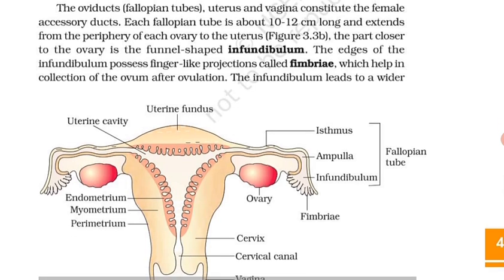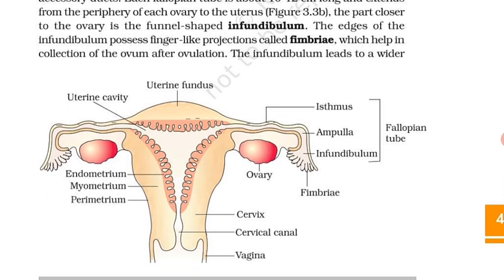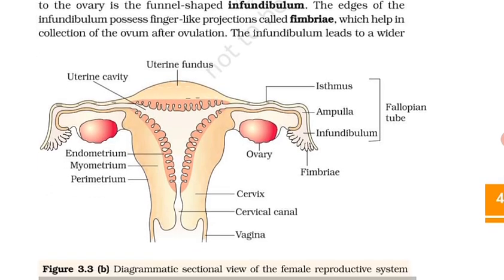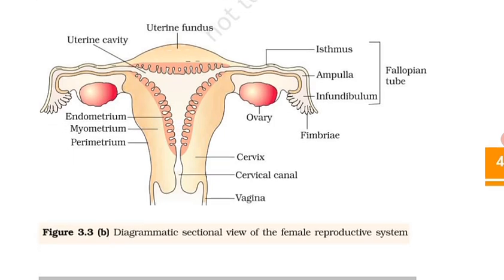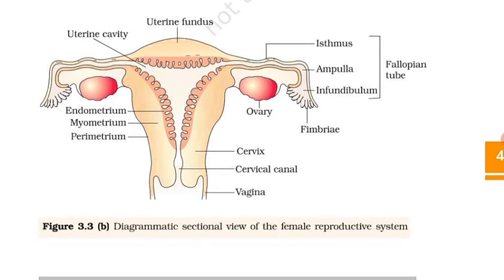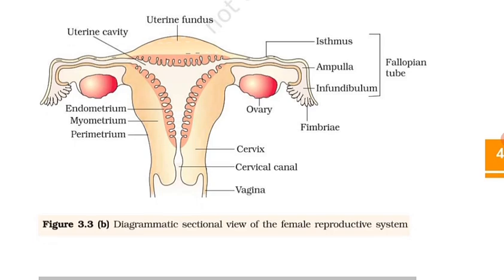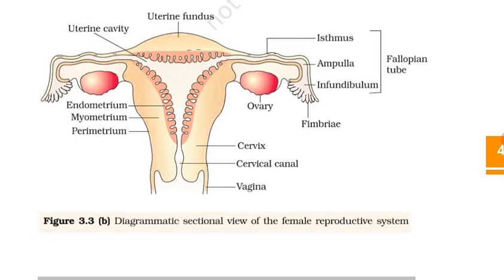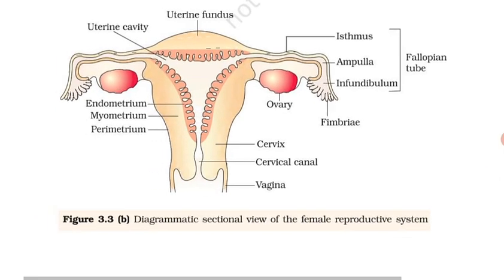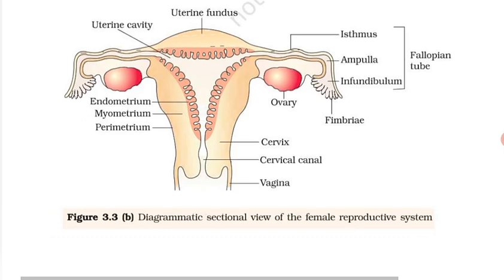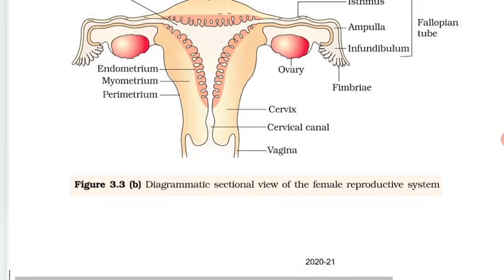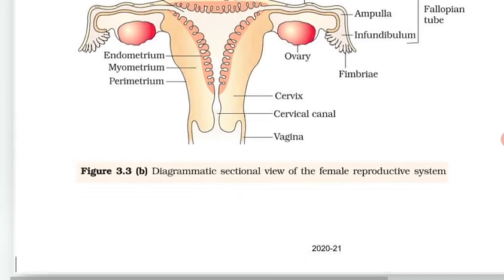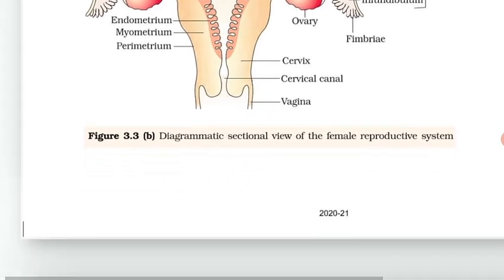The edges of the infundibulum possess finger-like projections called fimbriae, which help in the collection of the ovum after ovulation. किसमें हेल्प करता है? Collection of ovum after ovulation. The infundibulum leads to a wider part of the oviduct called the ampulla. ठीक है, कौन? The infundibulum leads to a wider part of the oviduct called ampulla.